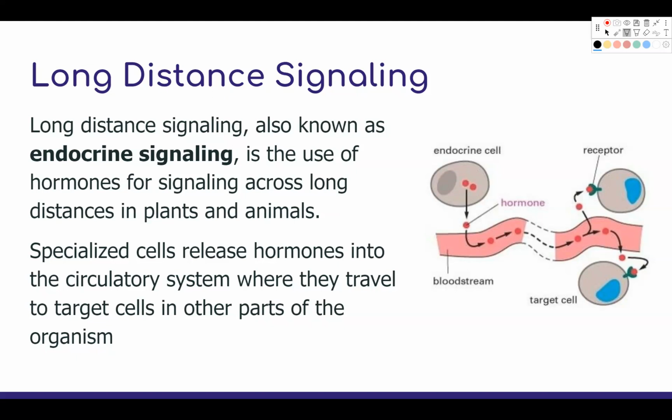This is the use of hormones for signaling across long distances in plants and animals. So, small organisms don't need this, right? They don't need long-term, like, head-to-toe signaling capabilities. So this is just in plants and animals. And then what happens is we have specialized hormones or specialized cells that release hormones into the circulatory system or the bloodstream. And they travel to target cells in different types of the organism.